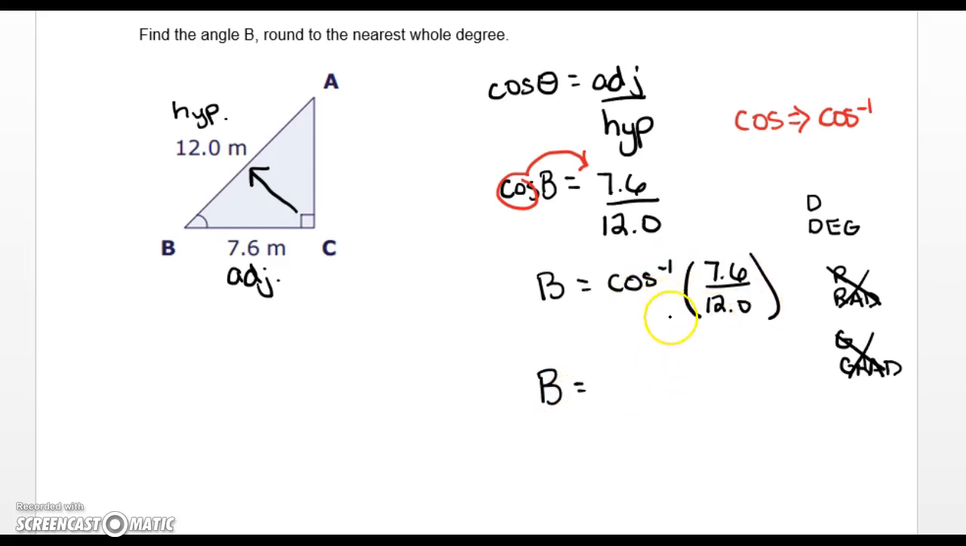So when you put this into your calculator, you guys will find that cosine inverse of 7.6 divided by 12 is 50.7, but this question here wants us to round to the nearest whole degree, so 50.7 rounds up to 51 degrees. You also need to make sure you guys write your units there with angles. It's always in degrees. If you don't state any units, like this little degree symbol, that actually means it's in radians, and that's something that we touch on when you get to your grade 12 math.